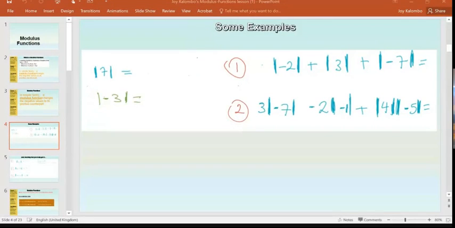So, modulus of 7, modulus of -3. I said 7 and 3. Oh, yes. 7 and 3. Absolutely. 7 and 3. And so if I give everybody a minute, not even a minute, 30 seconds even, to do number 1 and 2, and we'll see what people get.